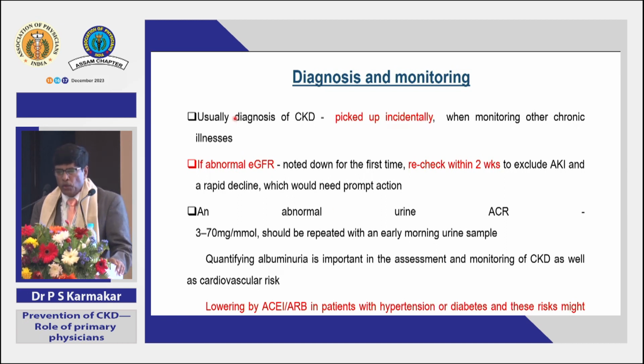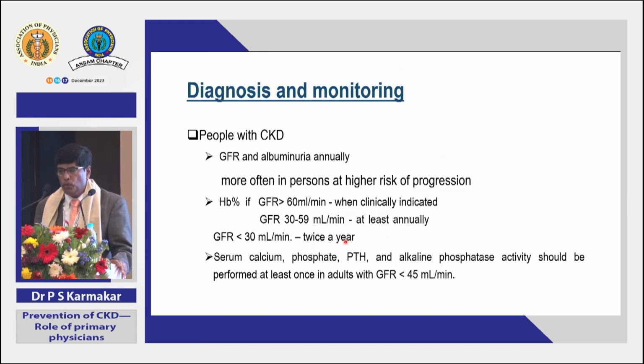So usually the diagnosis of CKD is picked up incidentally, even as of today in modern medicine. And if you see an abnormal GFR and an abnormal urine ACR, all these things are to be tested at frequent intervals. And what would be that interval? GFR and albuminuria in a patient with diabetes or hypertension will definitely be checked at least once a year, and more often, twice or thrice, if the patient really carries a high risk of progression.